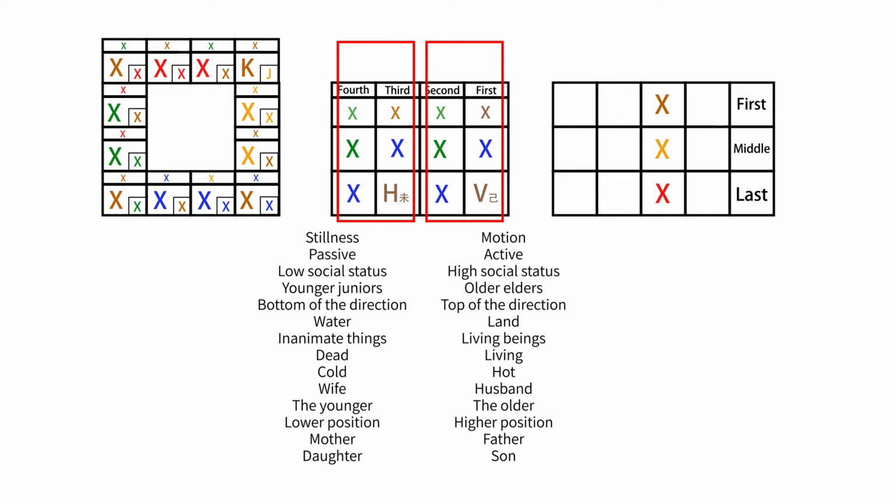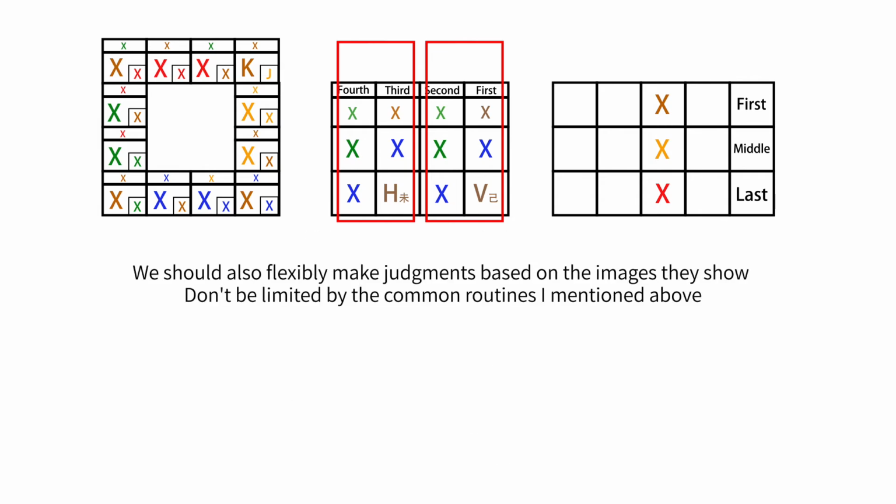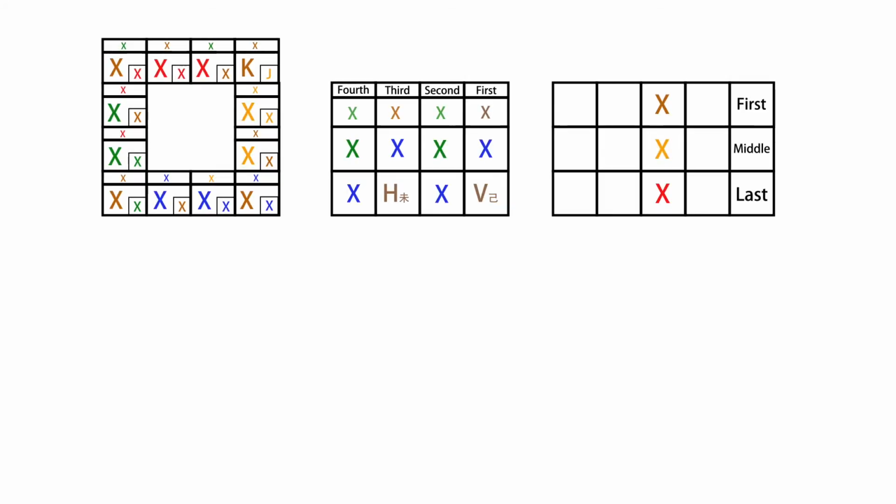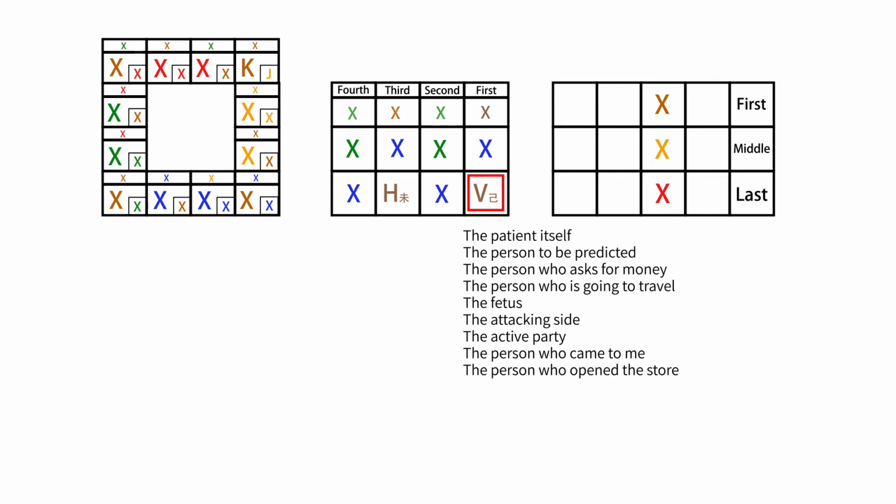In the actual prediction, which side the stem and the branch represent, we should also flexibly judge based on the images they show. Don't be limited by the common routines I mentioned above. In most cases, the symbols below the first lesson represent the litigant, questioner, the person, that thing. For example, when divination is about disease, the symbols below the first lesson represent the patient itself.